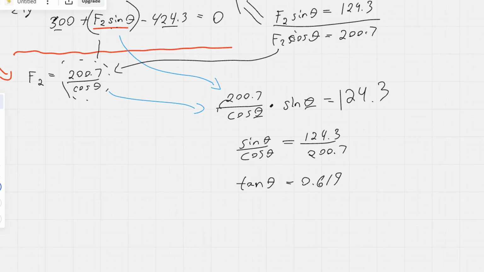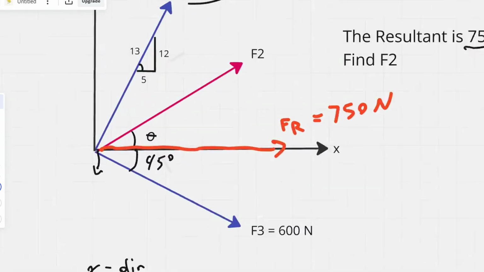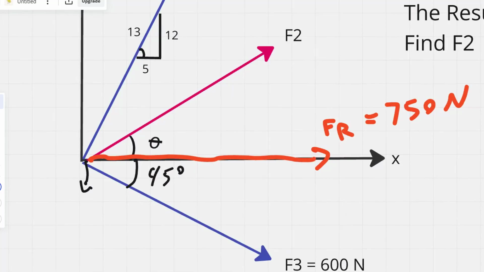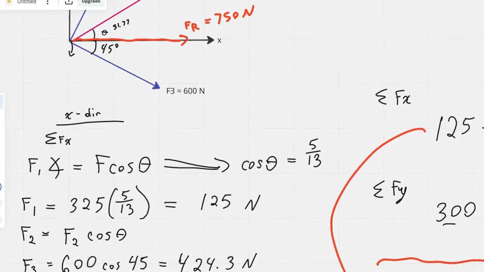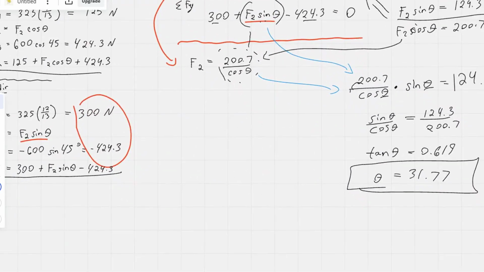And then when we do the inverse tangent of both sides, we get theta equals 31.77. So we have our theta for our F2. So when we go back up to our picture here, yep, this is going to be our 31.77. Great. So we have our theta. So now what we can do is take our theta and plug it back into that equation there, finally. So we can find our F2 now.